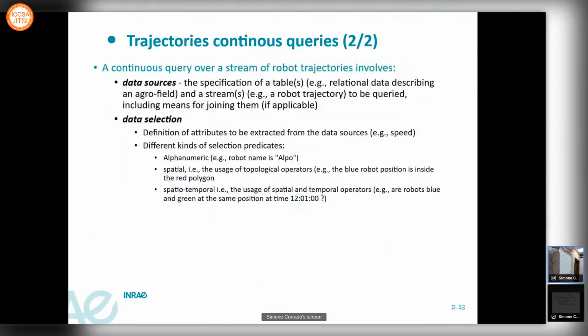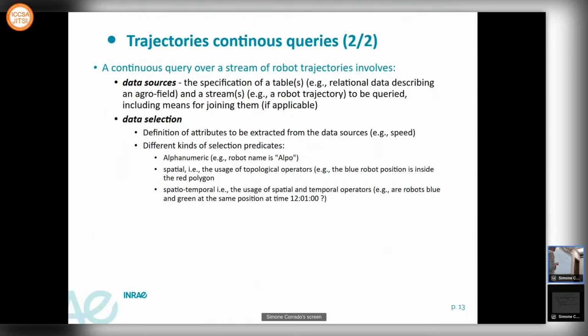And then what is a continuous query? The idea is to see all the parts of a continuous query and then try to see how to implement it. So you have a data source. The data source can be a stream, data that is never stored, like the robot data, but you can also have some relational data, for example, the geometry of the plot where the robot is.